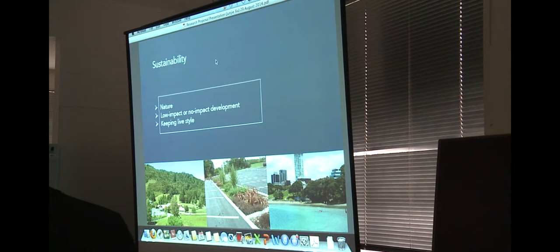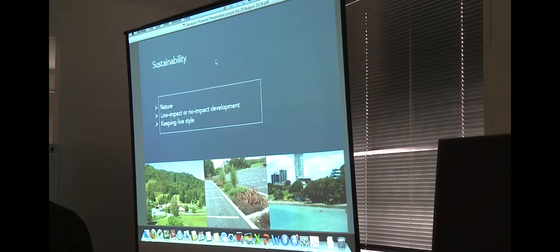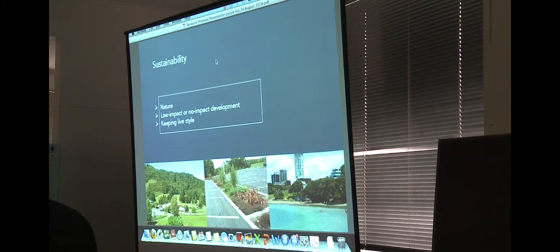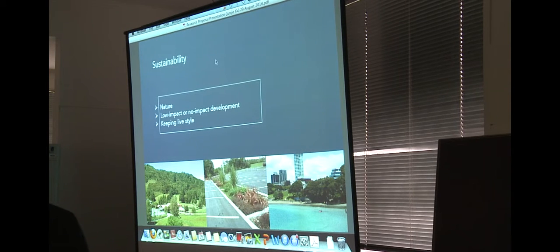So far, I haven't found a specific site, but I try to use this technology to find one and choose the best one to develop. So finally, I want to explain the sustainability.